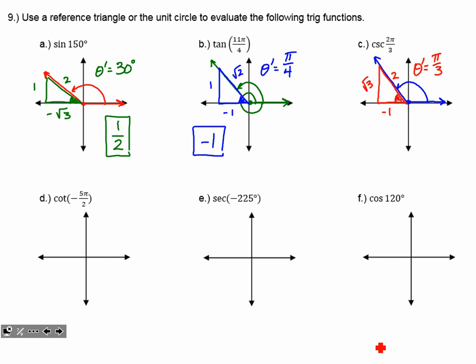Let's label those leg lengths. And the cosecant is hypotenuse over opposite. So I've got 2 over root 3, which is 2 root 3 over 3 once it's rationalized. We want exact answers here, no decimals.